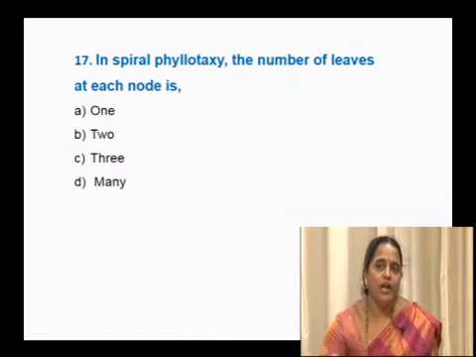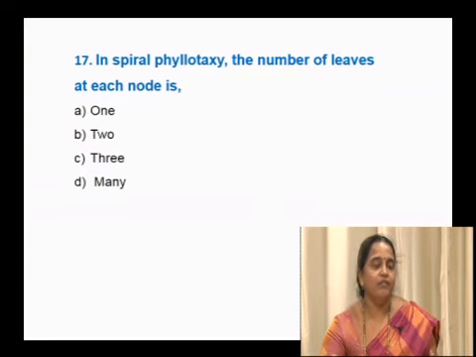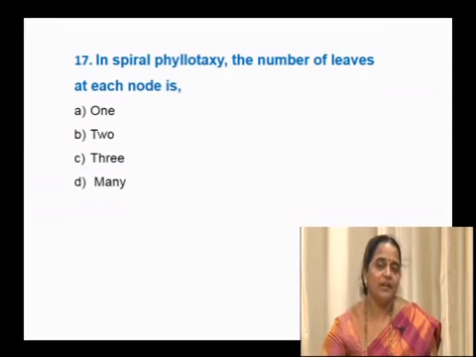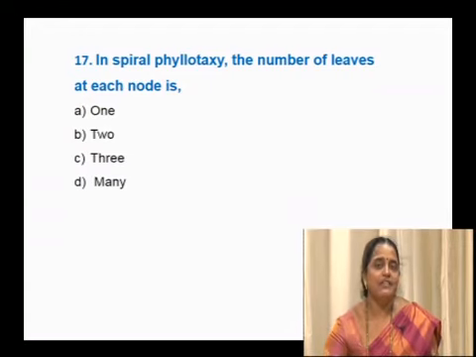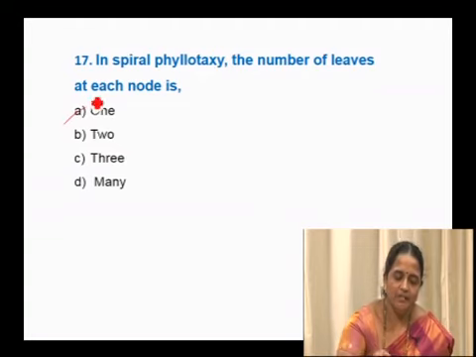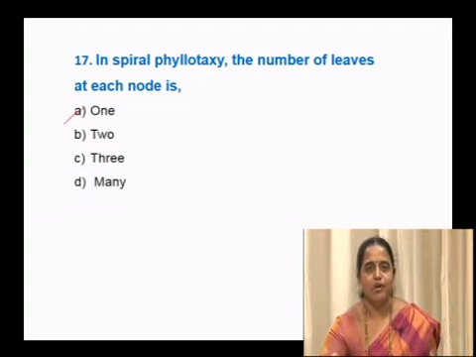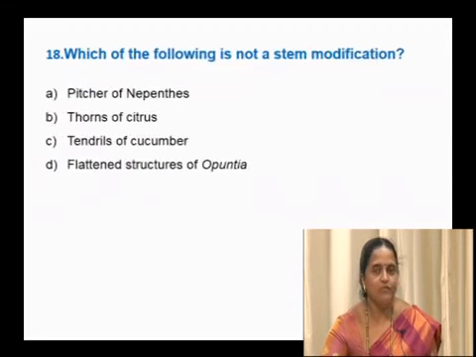In spiral phyllotaxy, the number of leaves, when a single leaf is developing from each node, we call alternate. When two leaves in opposite direction develop, we call opposite phyllotaxy, and when there are many leaflets arising from a single node, we call it whorled phyllotaxy. So, when you trace the pathway of alternate phyllotaxy, it gives a spiral arrangement. So, the correct answer is a single leaf is present from each node. So, the correct option is 1.